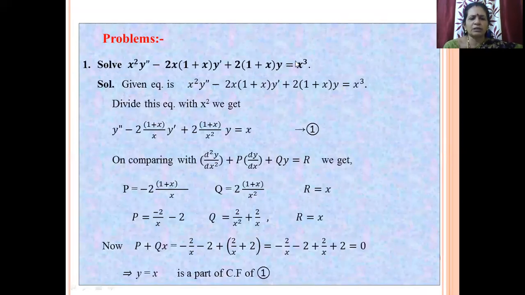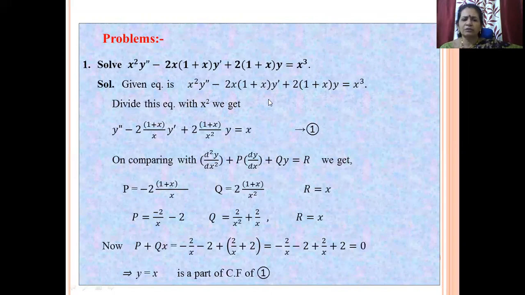Solve x square y double dash minus 2x into 1 plus x into y dash plus 2 into 1 plus x into y is equal to x cube. Now, using the first rule, this is the solution. First of all, take the given equation as it is. This is a second degree linear equation with variable coefficients, right?